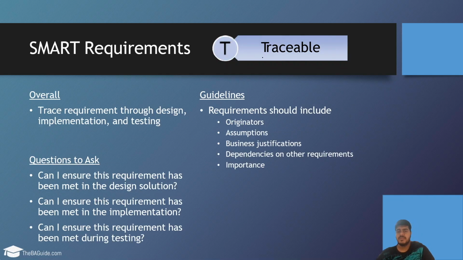And the last comes traceability. We should be able to trace the requirements through design, implementation, and testing. So requirements should have where the project started, who is the originator, what are the assumptions, what are the justifications, what are the dependencies, and how important the project is. So it should be traceable.